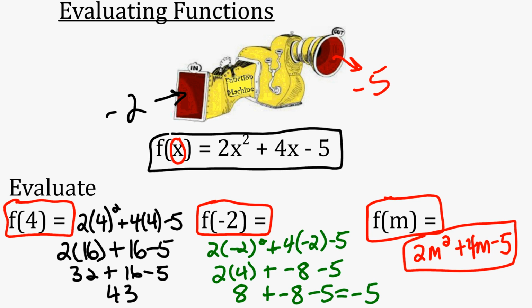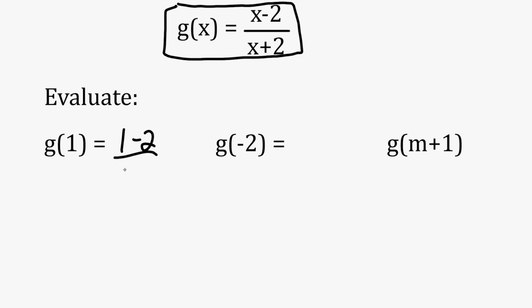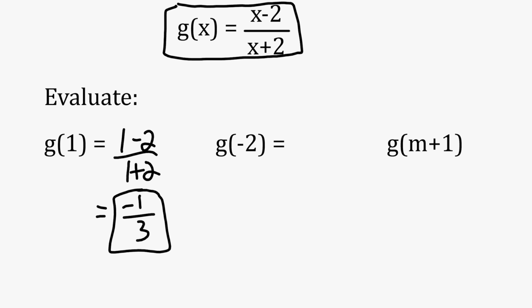So I've got one more example we'll go over here. This time I've got g of x. And I just defined g of x as x minus 2 over x plus 2. And we're just going to plug some stuff in. So let's plug in 1. So for g of 1, it's going to be 1 minus 2 on top and 1 plus 2 on bottom. And so 1 minus 2 on top is negative 1. 1 plus 2 on bottom is 3. So our final answer is negative 1/3. So by putting 1 into the function, we get out negative 1/3.